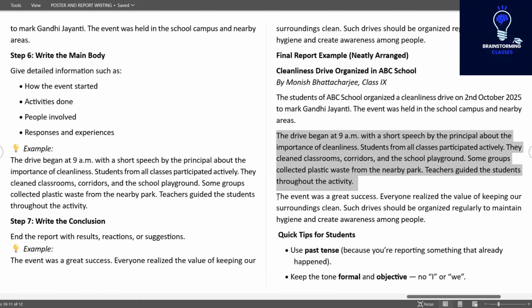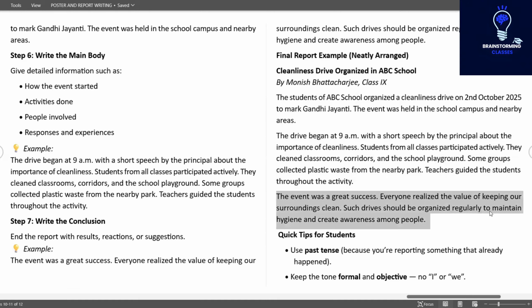Okay, this is the conclusion. Everyone realized the value of keeping our surroundings clean. So such drives should be organized regularly to maintain hygiene and create awareness among people. These are the three paragraphs that I have written. Now it is very important for you to make things clear and very concise. You understand what is concise: you have to write in very short but meaningful words and sentences.